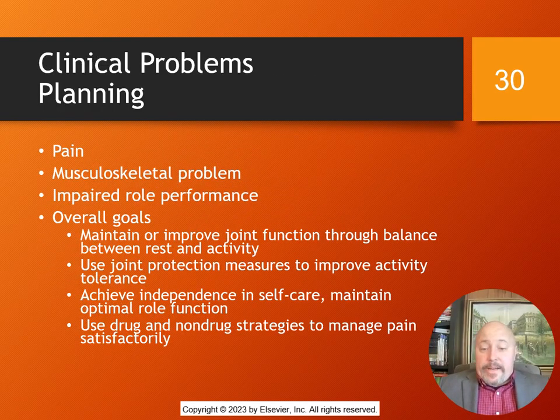Again, managing that pain is going to be our priority for arthritis. We want to maintain or improve that joint function through balance, rest, and activity, using joint protection measures to improve that activity tolerance, and maintaining that independence, keeping them as functional and mobile as possible.